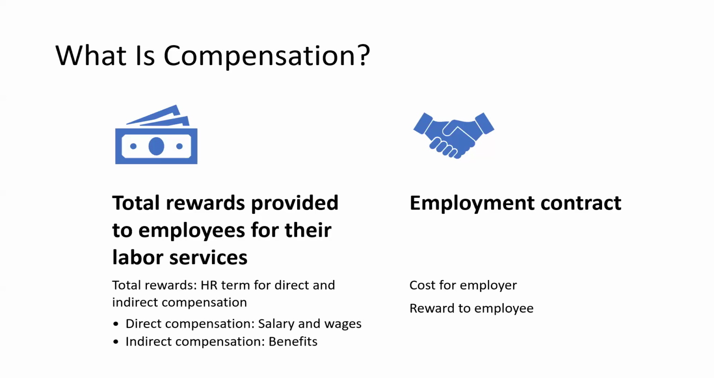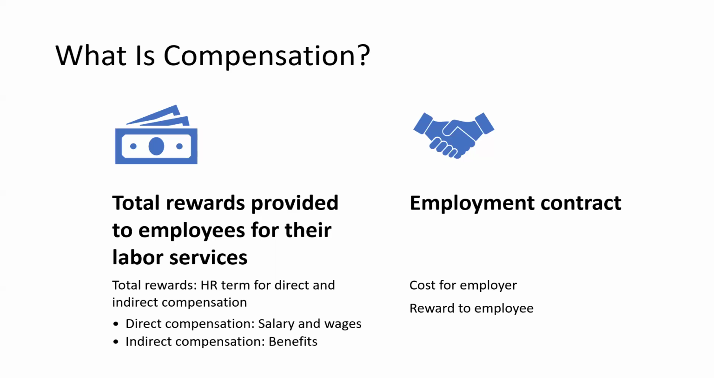The other part of total compensation is indirect compensation or benefits. And so this includes tangible and intangible parts of compensation, such as health insurance, retirement benefits. It could include things like having paid leave, like paid parental leave, paid sick leave, that sort of thing. But total rewards is both direct and indirect compensation. And we can think of compensation as an employment contract between an employer and an employee.